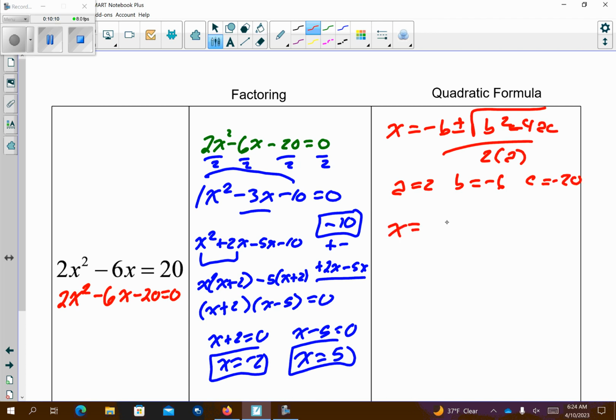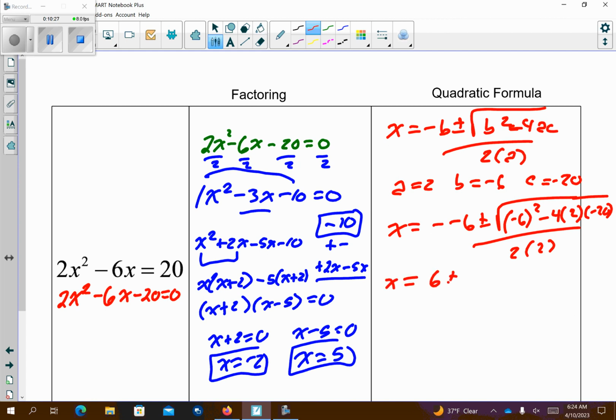So x equals -6, because remember there's an original negative, plus or minus the square root of -6 squared, put that in parentheses, minus 4 times a times c, all divided by 2 times a, so 2 times 2. Clean it up, so I get +6 plus or minus -6 squared is +36. -4 times 2 is -8. -8 times -20. What is that? 160. All over 4. Clean it up.